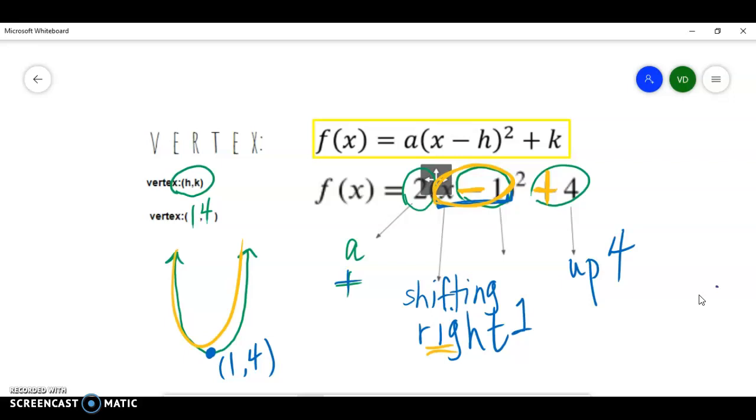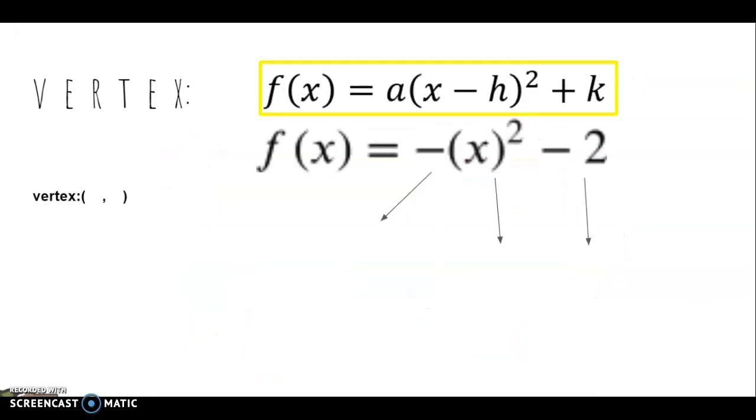Okay, so I want you to try the next few. Follow what I did. Okay, so I want you to start by taking out the vertex. If you don't have an H value, then it's 0. Okay. Then I want you to check for your A value, whether it opens up or down. Does it shift left or right? And then does it move up or down?